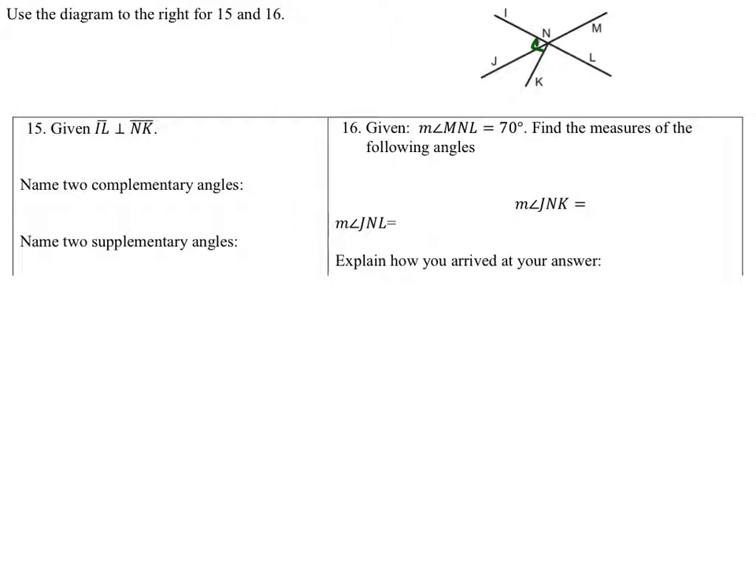So in this case, I'm looking for that 90 degree angle, which is INK, but it's been split up by that line NJ. So that would mean that angle INJ and angle JNK would combine to give me that 90 degree angle that it marked right there for us.